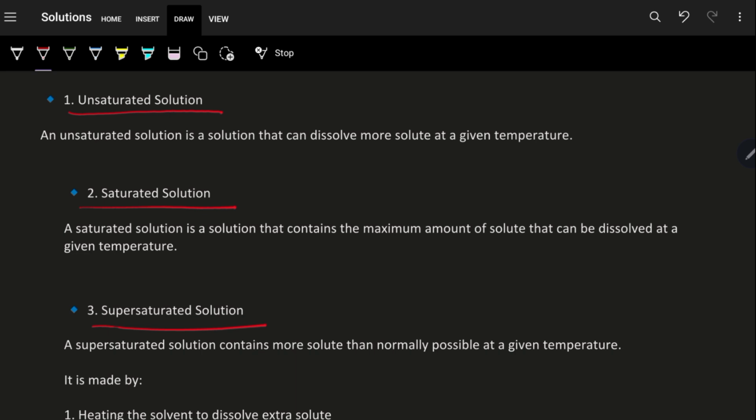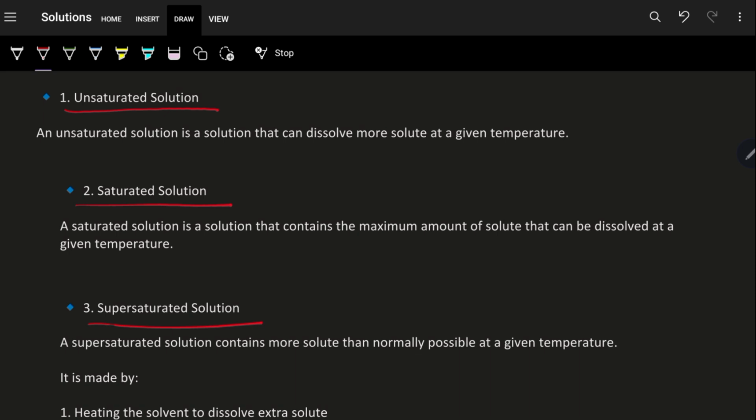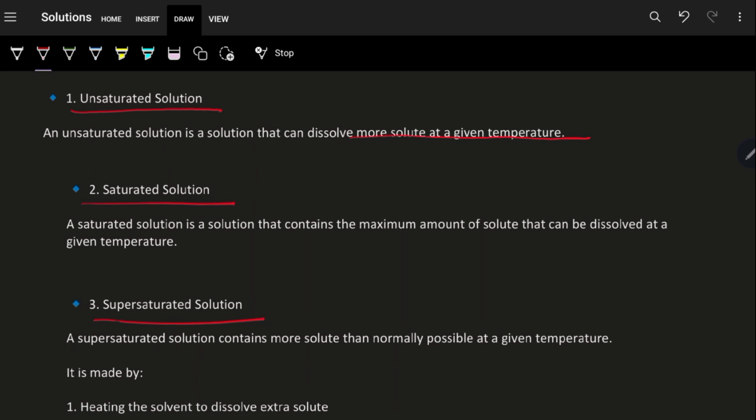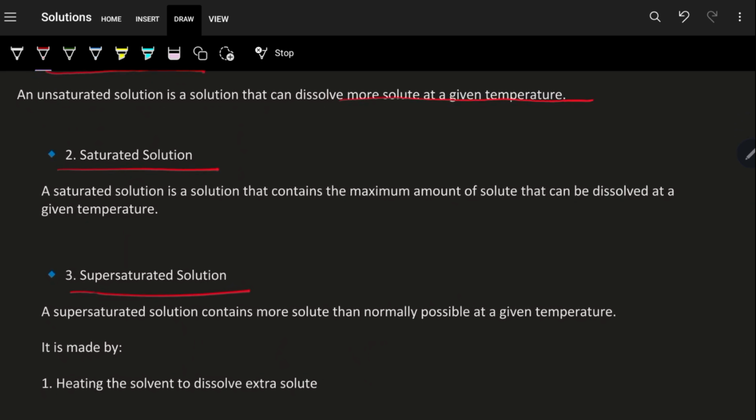If I say unsaturated solution, that means it's yet to get saturated. That means more solute can be dissolved at a given temperature. So you can dissolve more solute at a given temperature. Saturated solution means whatever is the maximum amount of solute that can be dissolved in a particular amount of solvent at a given temperature is already present.